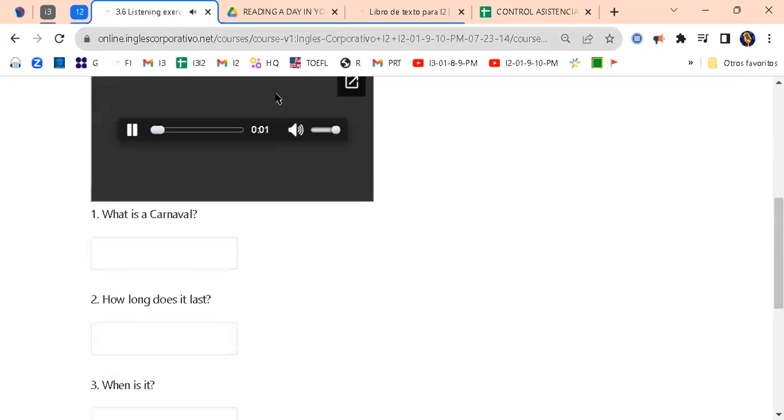Page 52, Exercise 5, Listening, Carnival Time, Part A. Mike has just returned from Brazil. Listen to him talk about Carnival. What did he enjoy most about it?